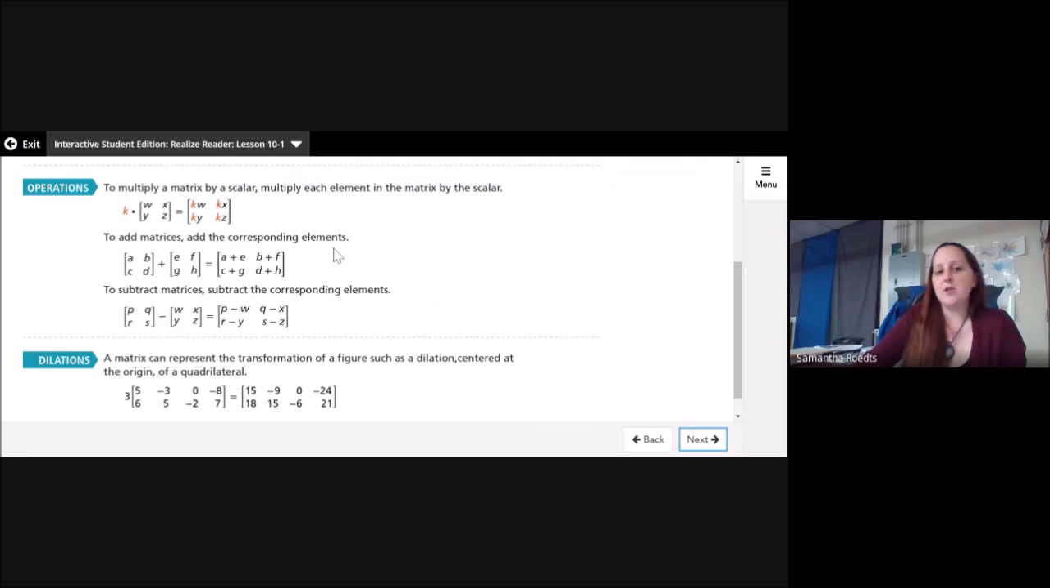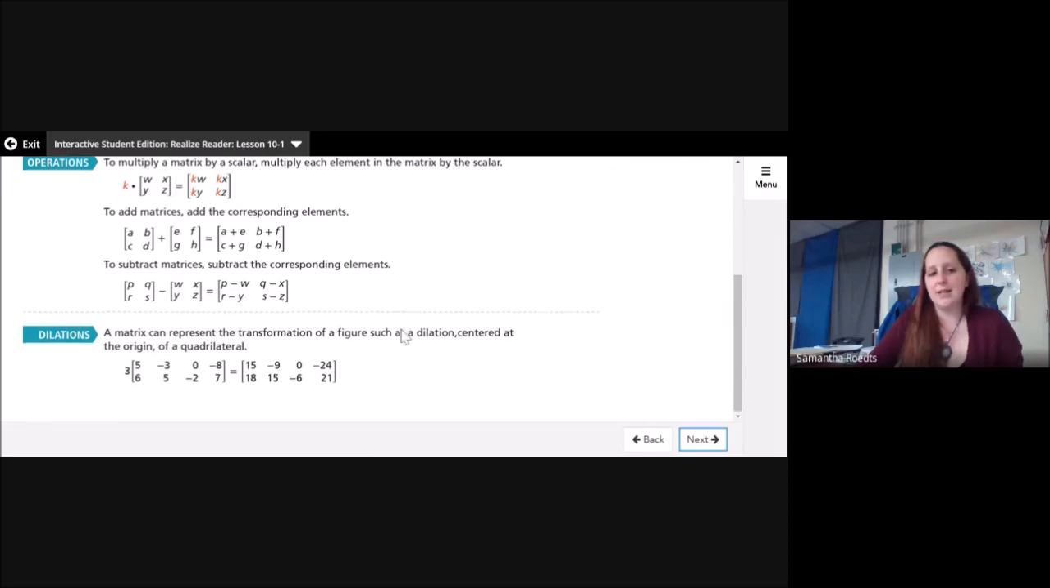Operations. To multiply a matrix by a scalar, multiply each element in the matrix by the scalar. So K times the matrix W, X, Y, Z becomes KW, KX, KY, KZ. To add matrices, add the corresponding elements. So A plus E, B plus F, C plus G, D plus H. To subtract matrices, subtract the corresponding elements. In this case, P minus W, Q minus X, R minus Y, S minus Z.